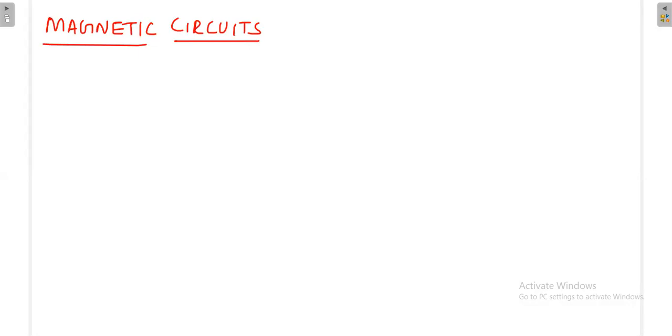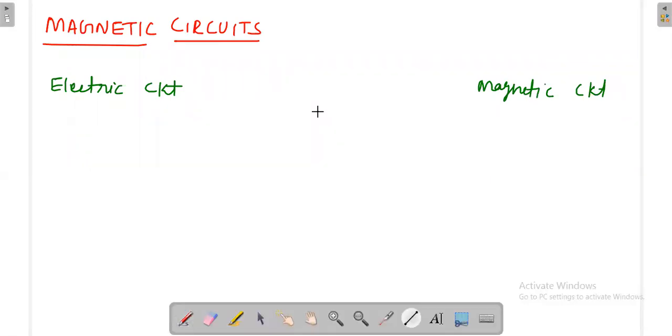So the topic is magnetic circuits. But first we'll see the difference between the electric circuit and the magnetic circuit. What is the difference between the electric circuit and the magnetic circuit? What is the comparison and what is the analogy? We'll see one by one.